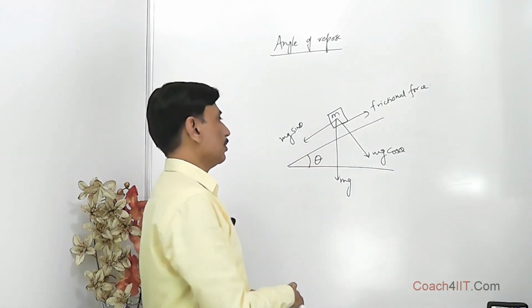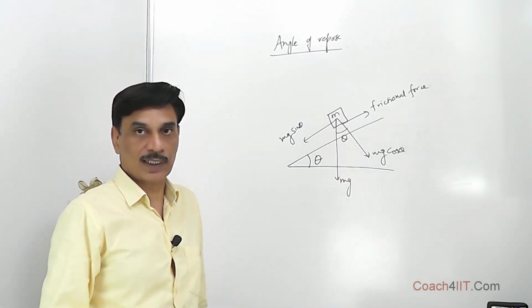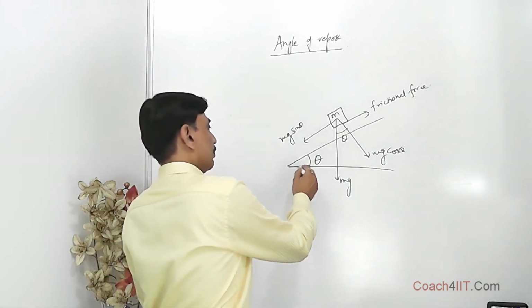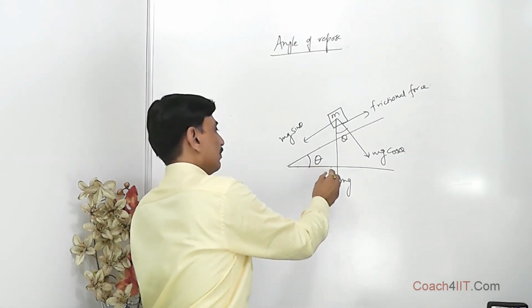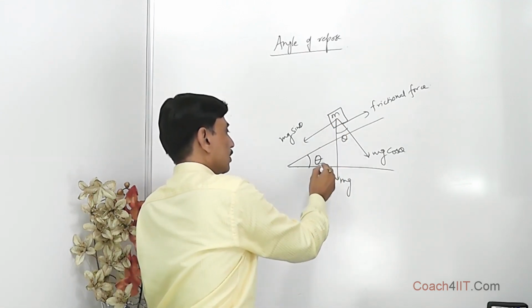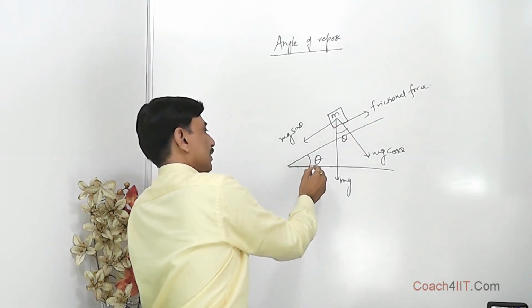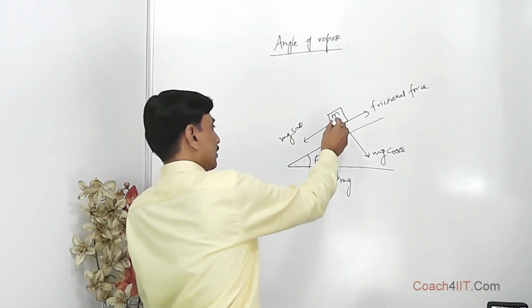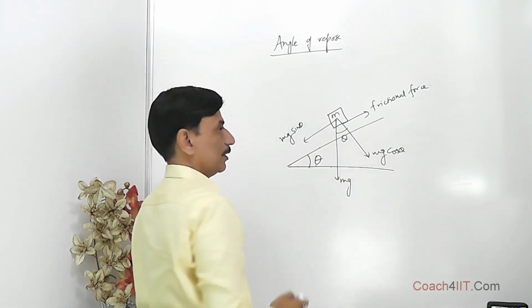Then this mg, obviously it will all the time be acting vertically downwards. The angle between these two intersecting lines is theta. So we are going to have the same angle between their perpendiculars. Perpendicular to this is this, perpendicular to this is this. So whatsoever is the angle between these two lines, the same is going to be the angle between these two lines. mg has components. We have broken this mg into two components, mg cos theta and mg sin theta.